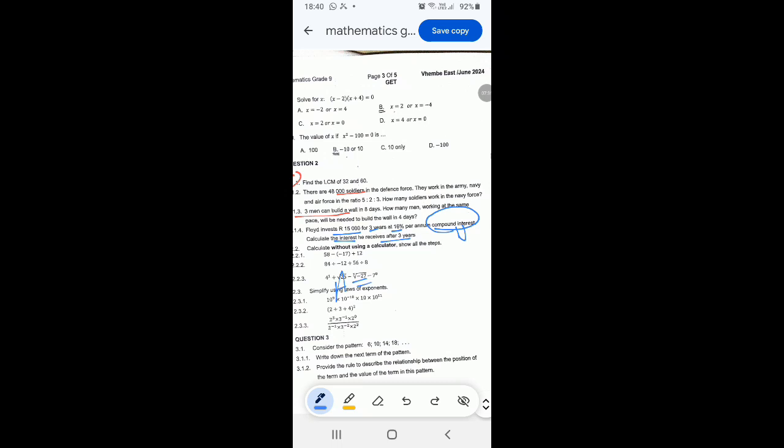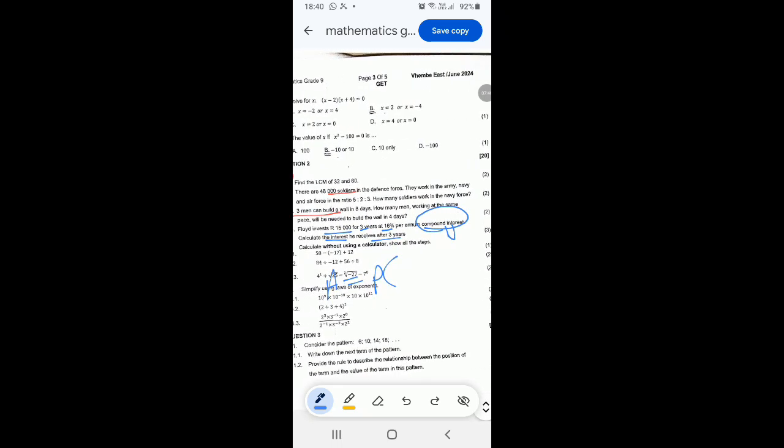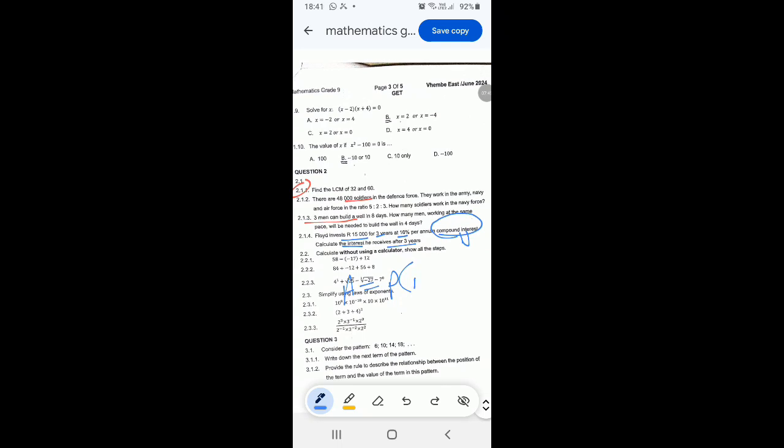Let's just use a formula, it's fine. Because this is only 2 or 3 marks, yeah. So 1 plus i. Usually they give you this formula, but it's okay to know it. So P is the present amount, 15,000. 1 is always there in the formula. i is 16%. We divide it by 100 always. n is the number of years, which is 3. Let's use our calculator and punch the numbers as they appear.